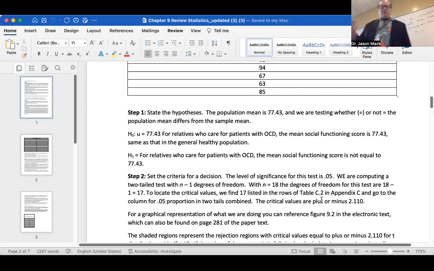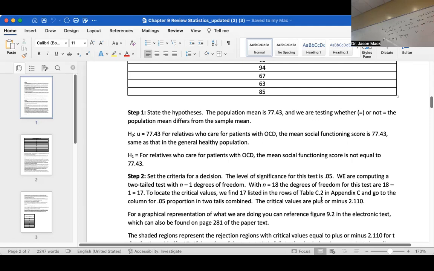Next step, we're going to set the criteria for the decision. The level of significance for this test is alpha equals 0.05, because we have to factor out for chance. We're computing a two-tailed test because we're just saying something happens. It's not equal to. We're not saying it's less than or greater than. We're saying it's just not equal to. That's why we're doing two tails. Make sense? Okay.